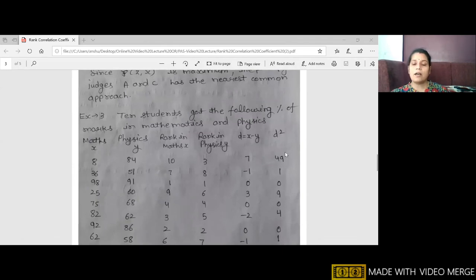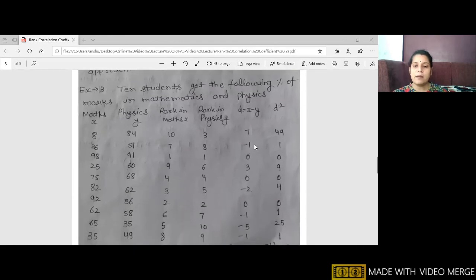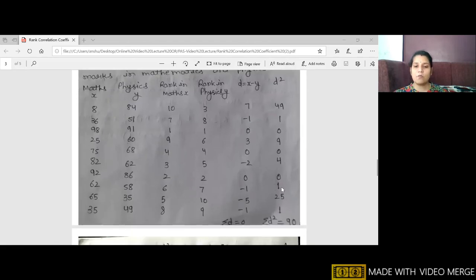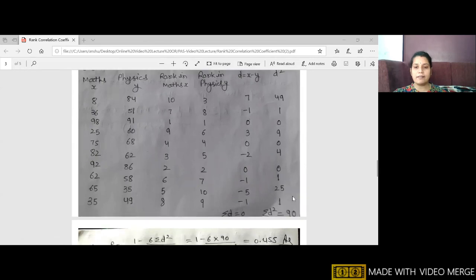So our next column is D square. So 7 square is equal to 49, minus 1 square 1, 0, 0, 3 square 9, 0, 0, minus 2 square 4, 0, 0, minus 1 square 1, minus 5 square 25, minus 1 square 1. So here summation D, that means the sum of this column, is equal to 0, automatically. Okay, and summation D square, the sum of this column, is 90.